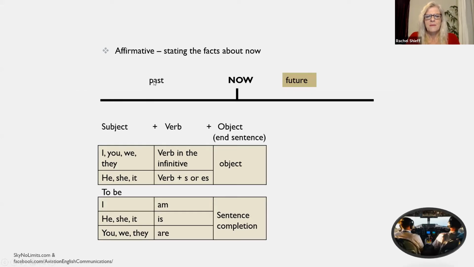So here's a timeline with past, now and future, and we're focusing on now. So for present simple, we have the subject plus the verb plus the end of sentence or object. So it's I, you, we, they, plus the verb in infinitive, plus sentence completion, or he, she, it, plus the verb with S or ES on the end and the sentence completion. The verb to be is I am, or he, she, it is, or you, we, they are, plus sentence completion. So let's move on and get some practice.